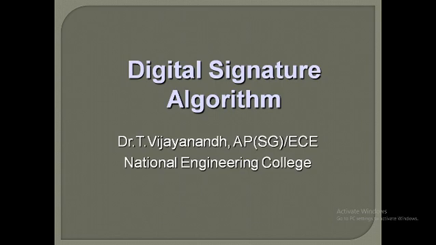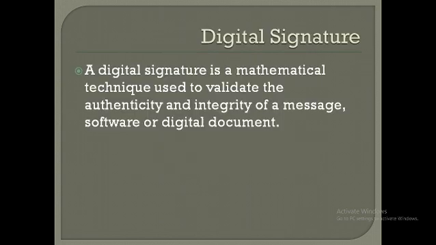So in this class we are going to discuss the digital signature algorithm. Previously we have discussed the hash based algorithms, the message digests, that is SHA-256, SHA-512, and HMAC algorithms. The digital signature algorithm is used for authentication mechanisms, and it is based on hash based mechanisms. A digital signature is a mathematical technique used to validate the authenticity and the integrity of a message, software or digital document. So to authenticate a document, we use digital signatures.